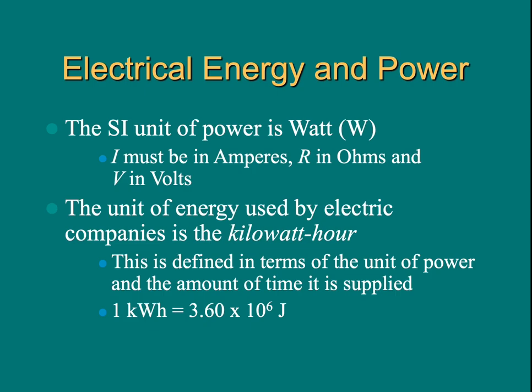The SI unit of power is watt. The unit of energy used by electric company is kilowatt hour. We just need to convert kilowatt to watt and hour to second. We put it together, we can find out 1 kilowatt hour actually is 3.6 megajoules of energy.